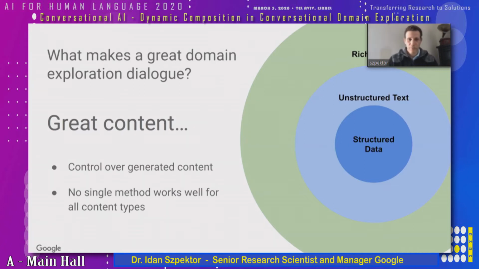And the point is that with all these rich sources of data, we need to have good control of the content that we generate. We want to generate first accurate content, but also one that is not boring. And we also notice that there's no one single method that works well for all content types. The way you can get content from news and put it into a conversation versus Wikipedia versus a knowledge base are very different. And images again, as another example.